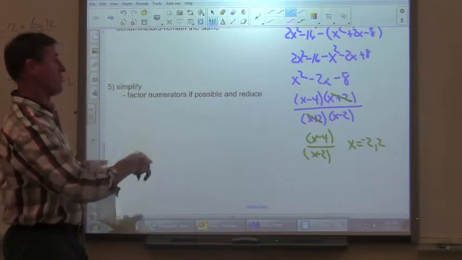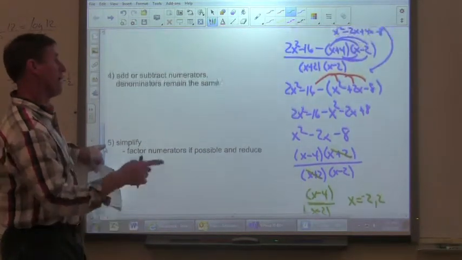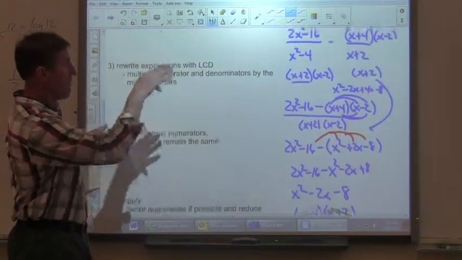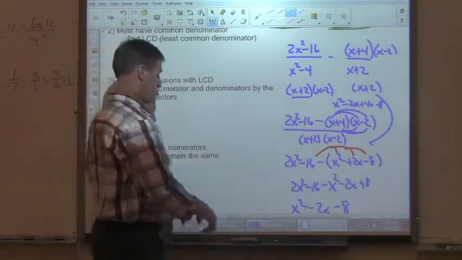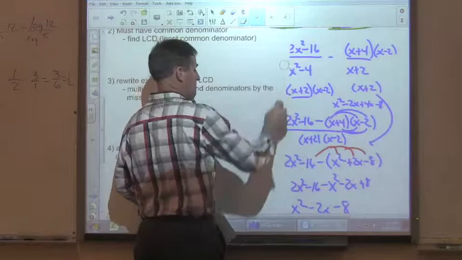So on all the ones we've done so far, we've only had to multiply one of the fractions to work it out. So let's do one where we have to do them both.